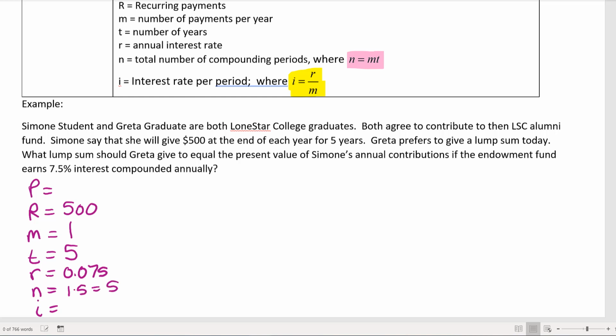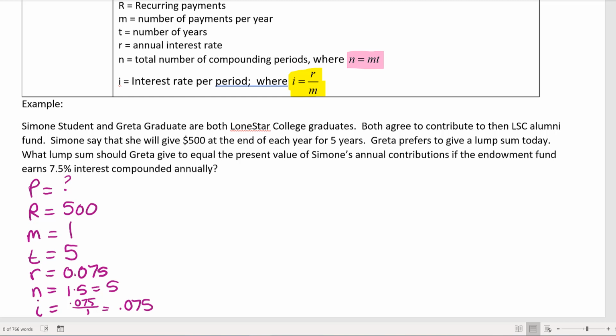And the i is going to be 0.075 divided by m, which is just 1. So that reduces to 0.075. So we want to know the present value lump sum Greta should give. So that's going to be P. So what should she give? At the end of the 5 years, the two contributions would be the same to the annual fund. And that's what we're going to find here.